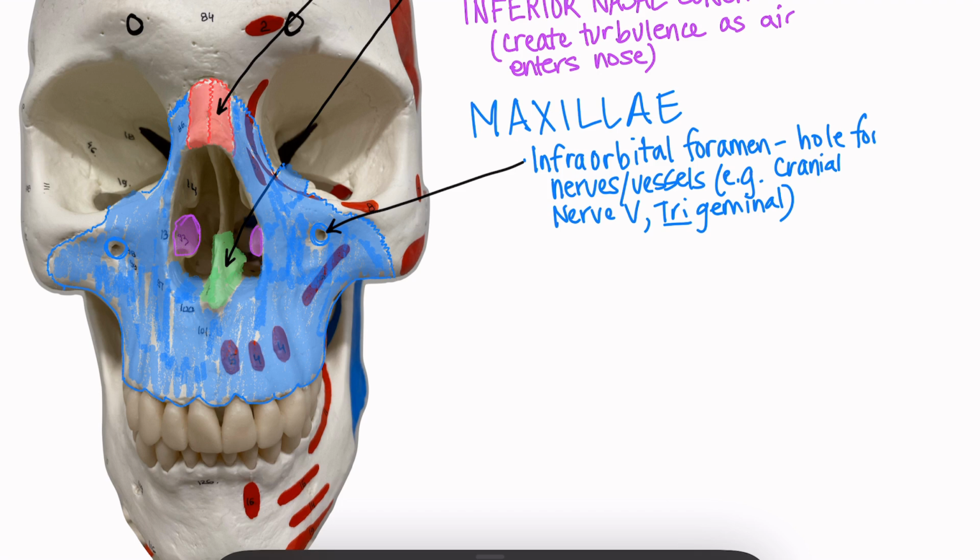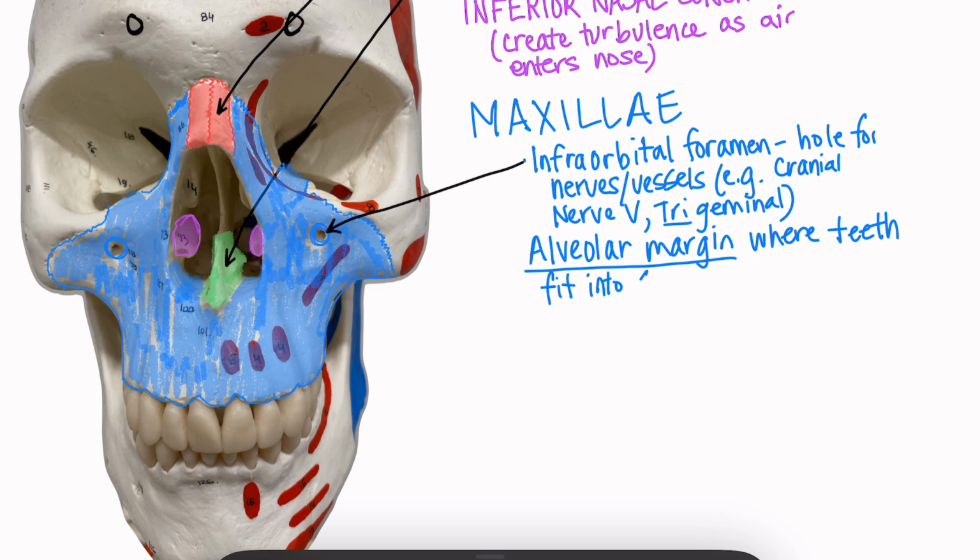And then the other important marking here is the alveolar margin. The word alveolar means like a grate, and I think it's because the teeth fit into the sockets there. And you're going to have that on your upper and lower jaw. And these are joints. It's called a gomphosis. And this is an immovable joint that's formed by a periodontal ligament. If it loosens, your teeth fall out. So we'll call the maxilla the upper jaw.